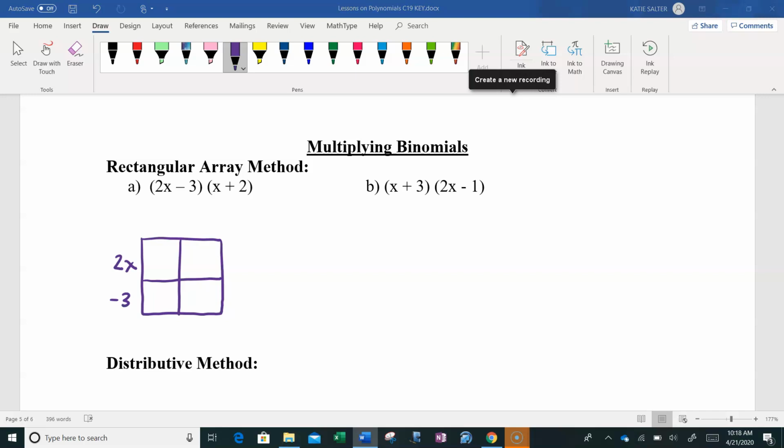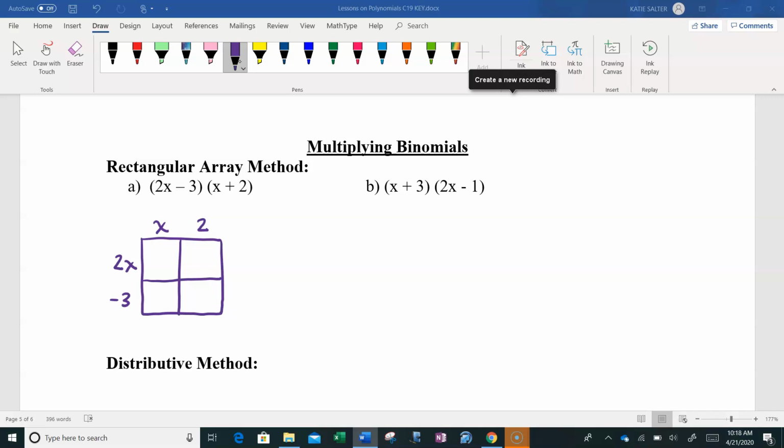And technically it doesn't matter the order I put them in. I like to put them in descending order. So I have my 2x and then negative 3. And then on the top of the box, I put the terms of my other binomial. Anytime you have a minus in front of one of your terms, always put it with it because that makes that number or that term negative.